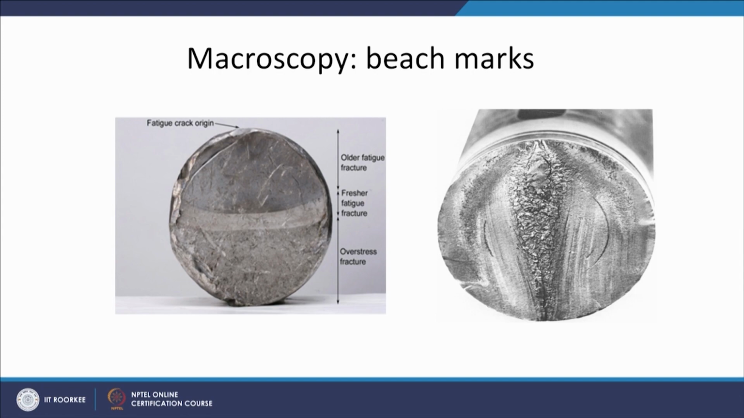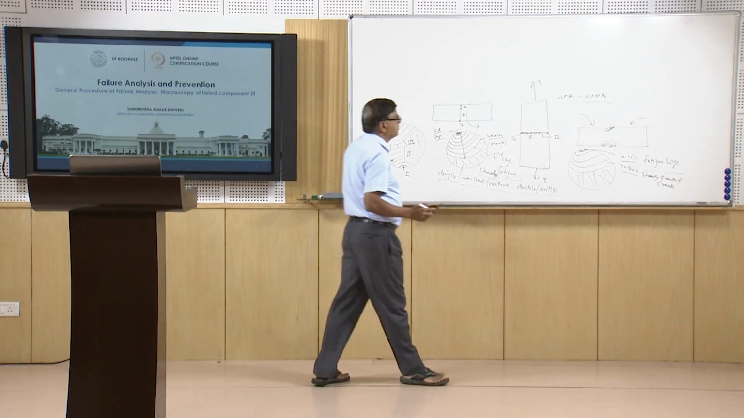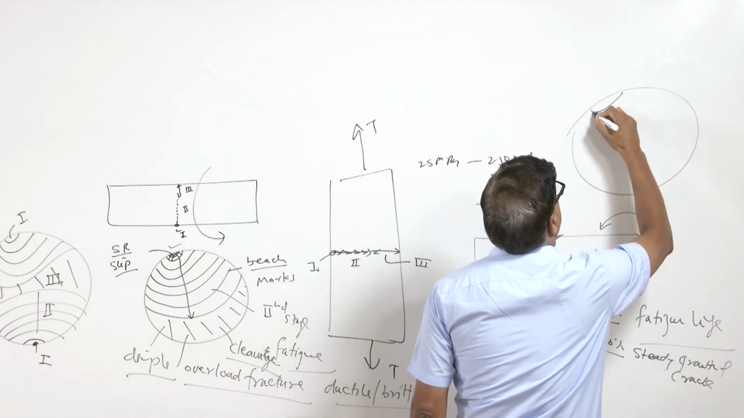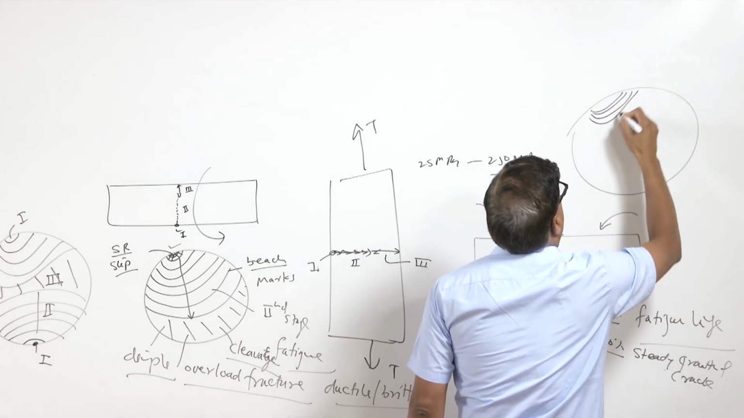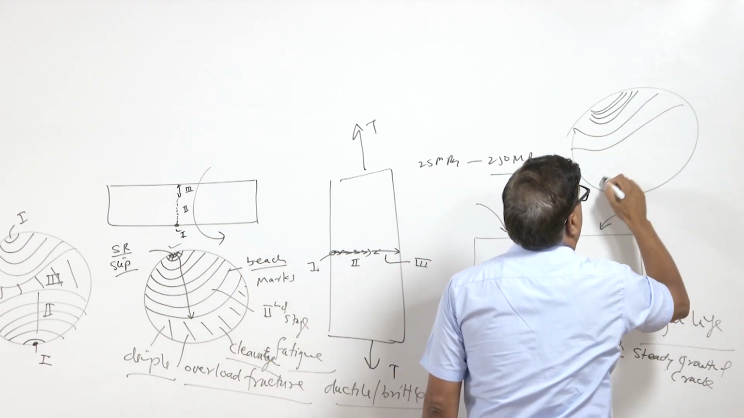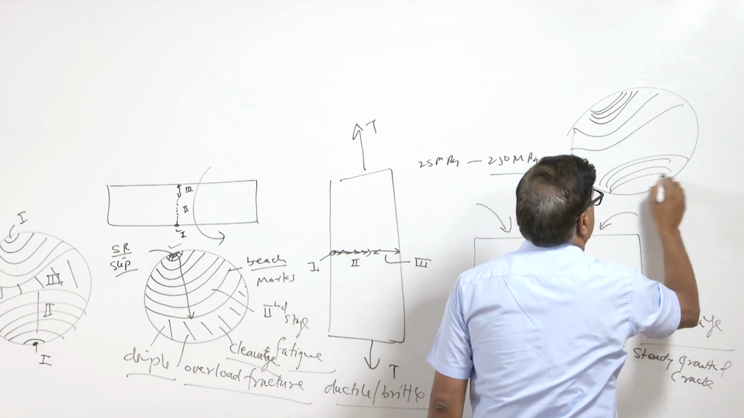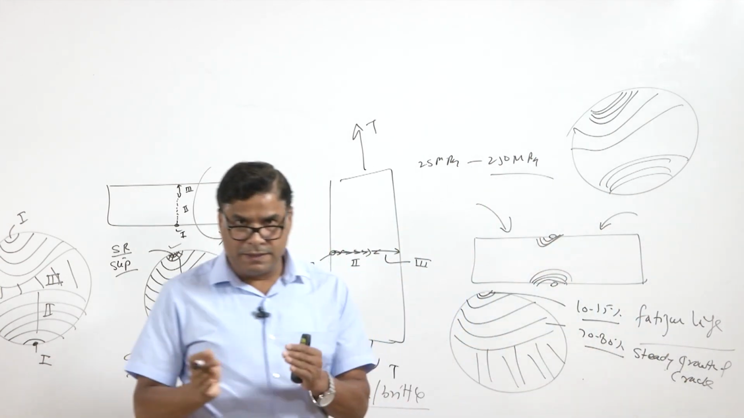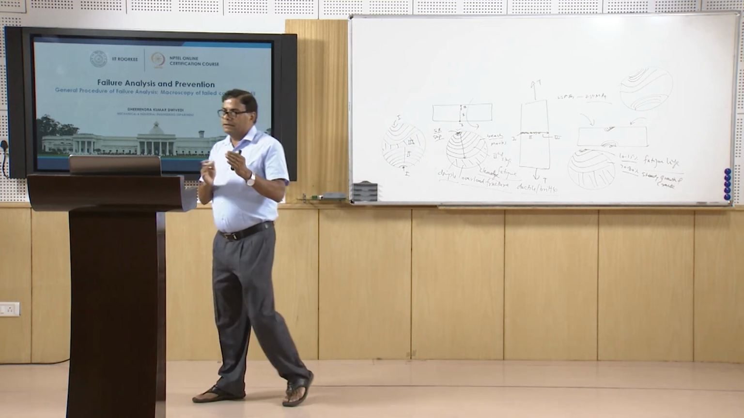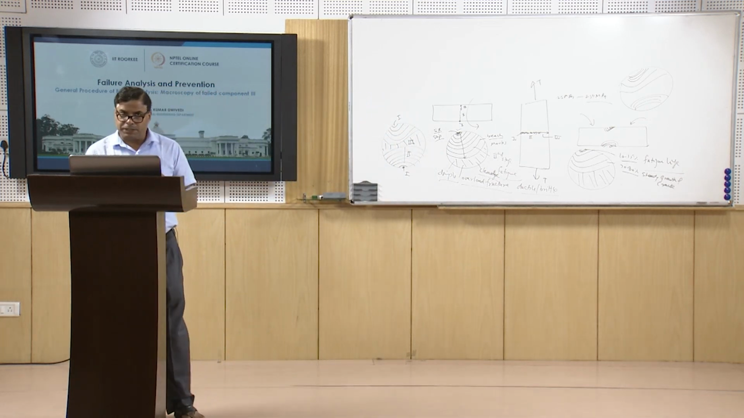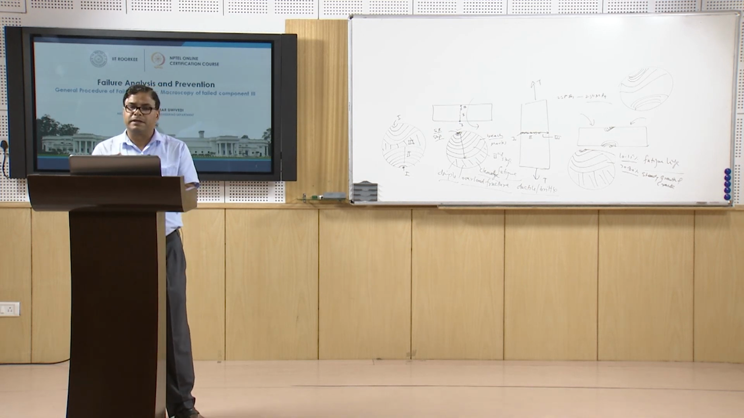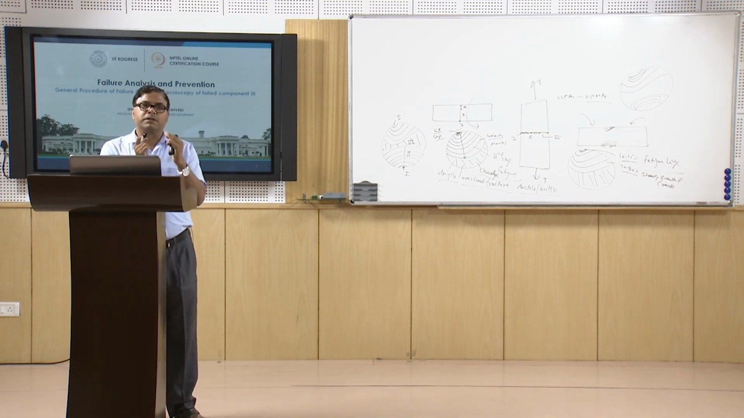Another important thing is that the beach marks indicate a lot of information. The beach marks can be very close to each other, or they can be widely spaced, or they can be of varying spacing. The spacing between the beach marks indicates that the loading conditions have been fluctuating, and if the spacing is constant, then that will indicate that the fluctuation of the load is constant.